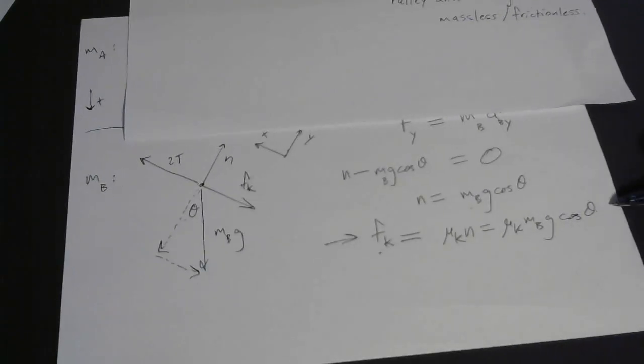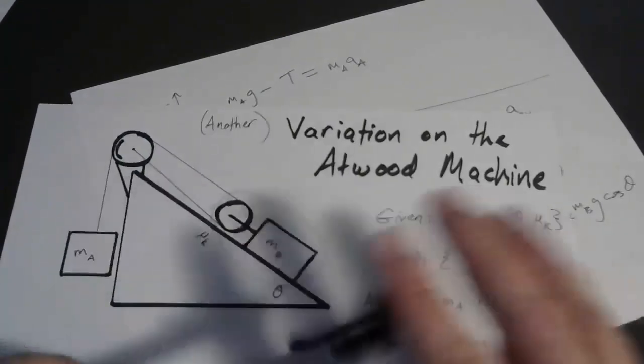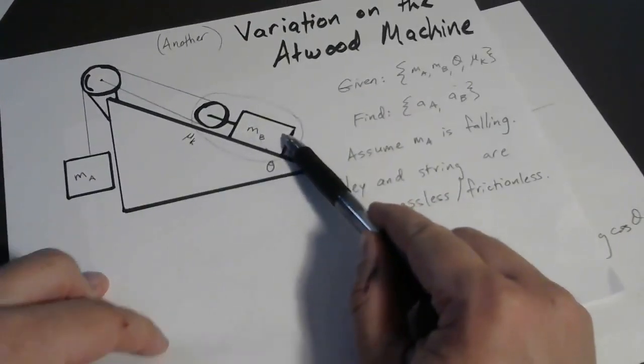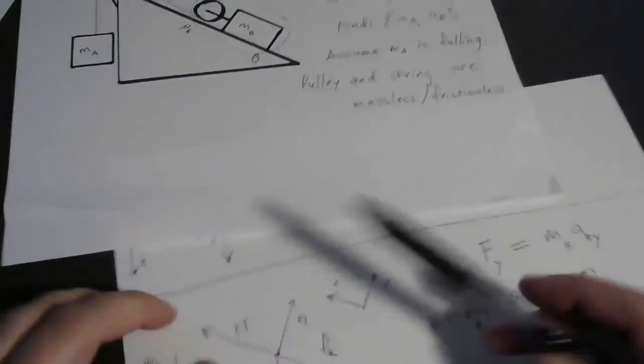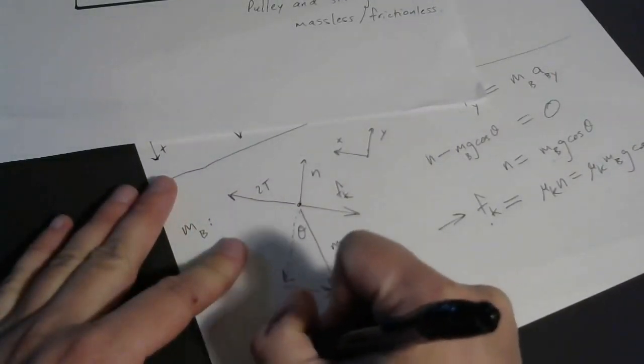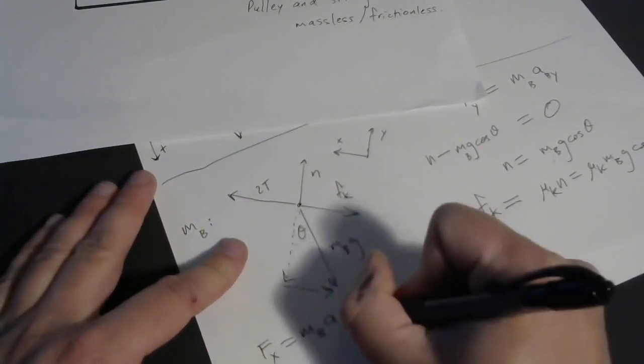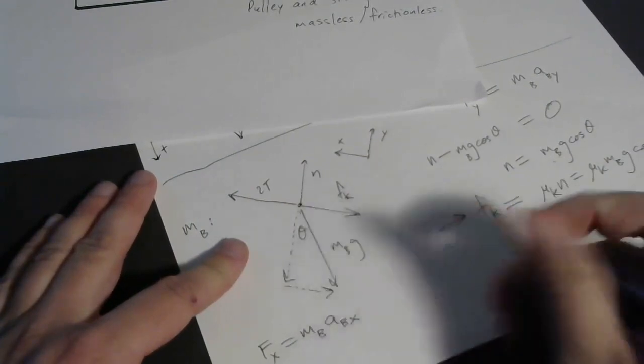What are we going to do with this? Well, it's probably going to show up in this equation. Remember, we're trying to find these two accelerations. We'd like to know mass A's acceleration, and we'd like to know mass B's acceleration. And I have not yet written an equation that has the acceleration of mass B in it, really the acceleration along the x-axis. So let's go now to that equation. F sub x equals mass B times the acceleration of mass B in the x direction.